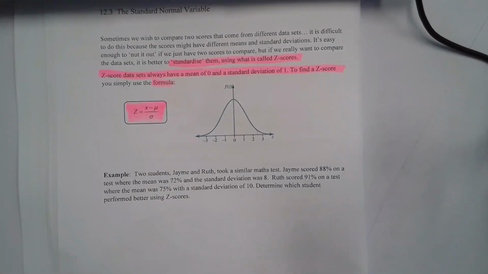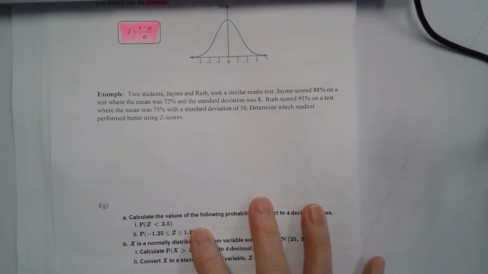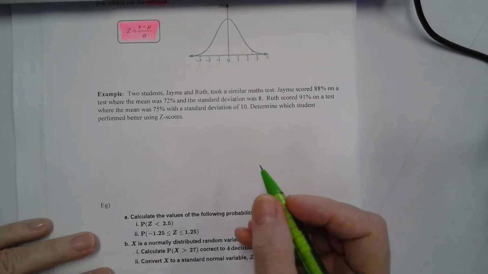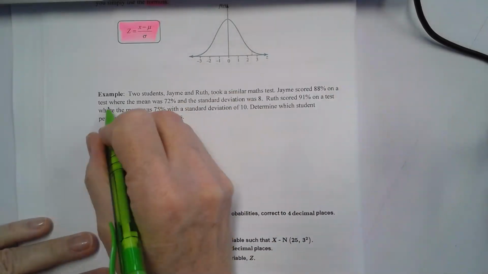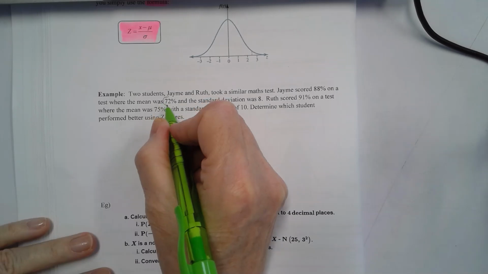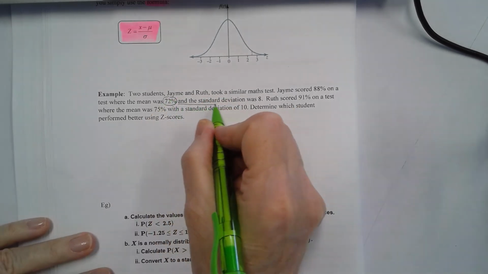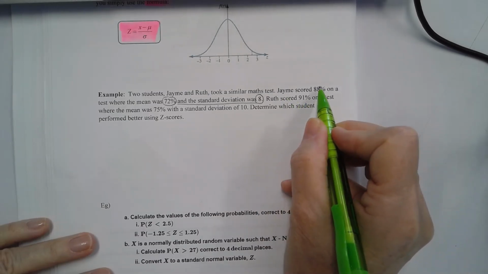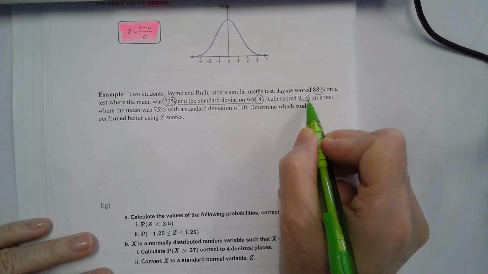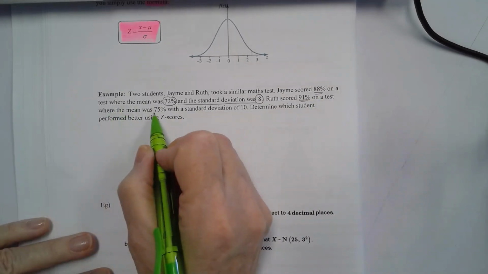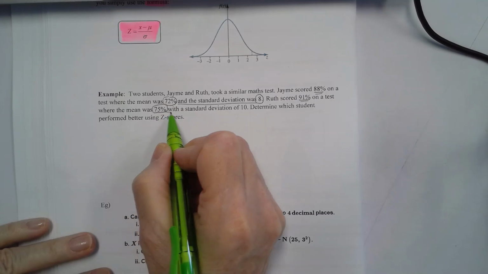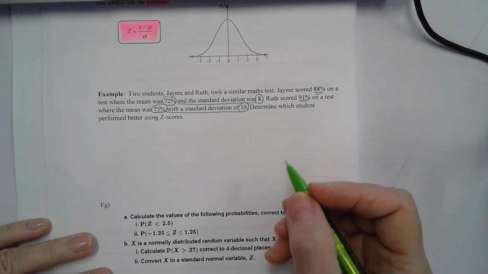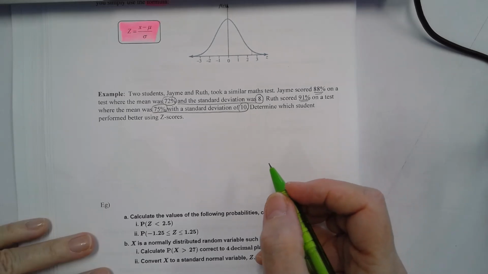So here's our example. Two students, Jamie and Ruth, took a similar math test. Jamie scored 88 on a test where the mean was 72 and the standard deviation was 8. Ruth scored 91, so seemingly quite a lot better, on a test where the mean was 75 and the standard deviation was 10. Determine which student performed better using z-scores, or z.